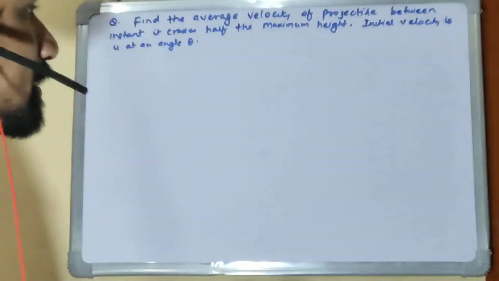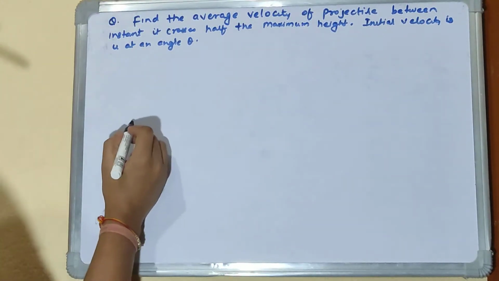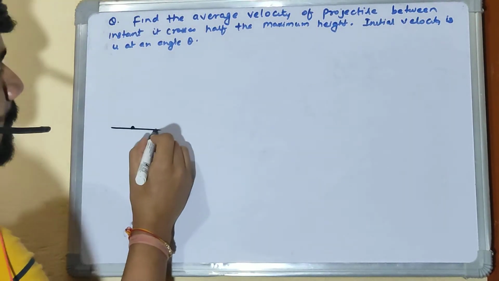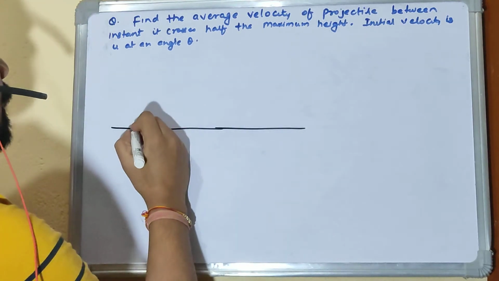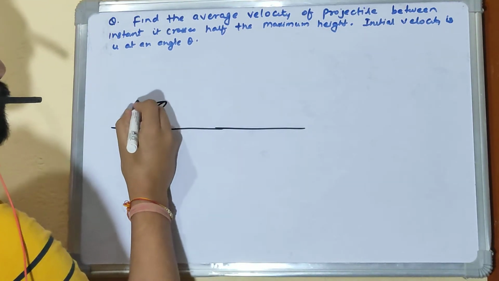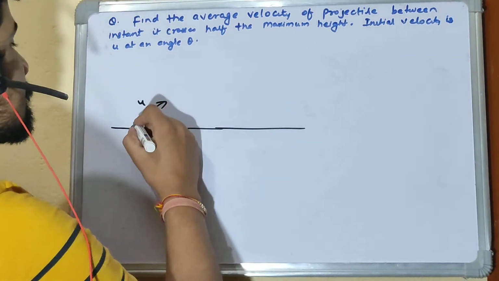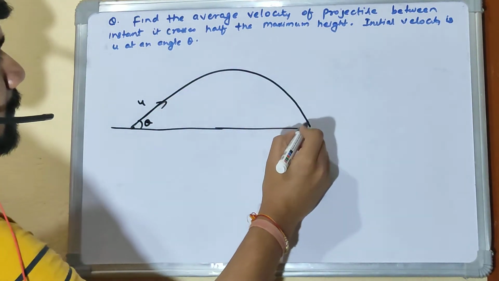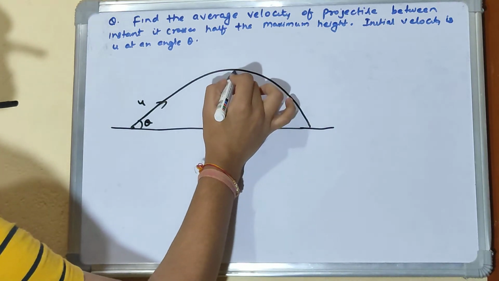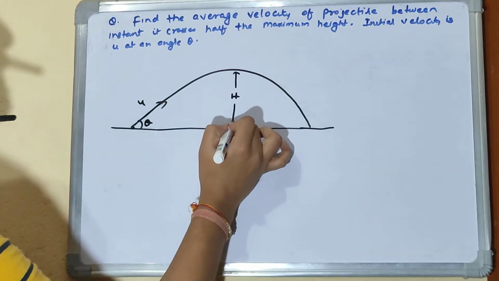Let's understand diagrammatically how. So this is my point of projection, and let's say this is my axis. I'm projecting at an initial velocity u and angle theta. Let's say this is the trajectory of this projectile. This is the trajectory, and somewhere here is my max height.